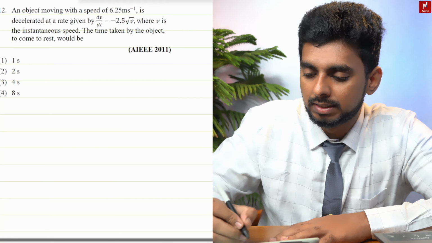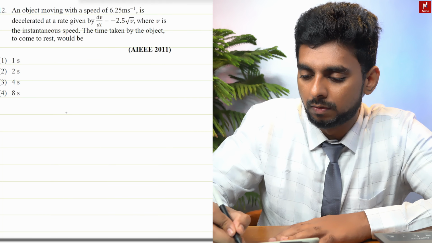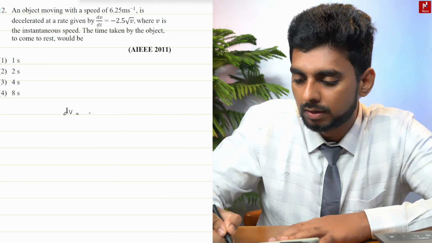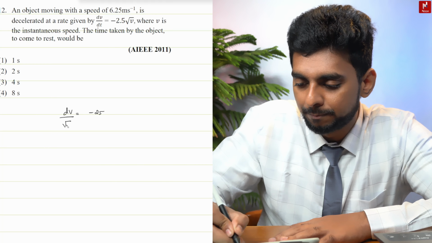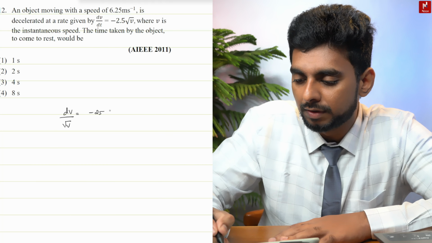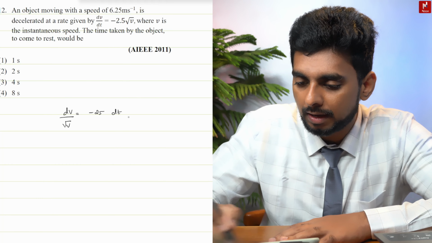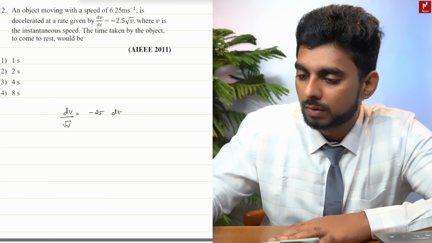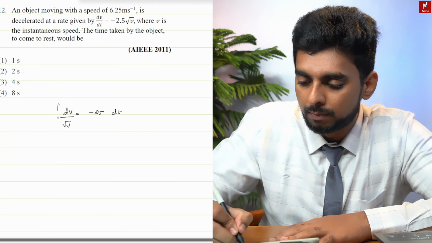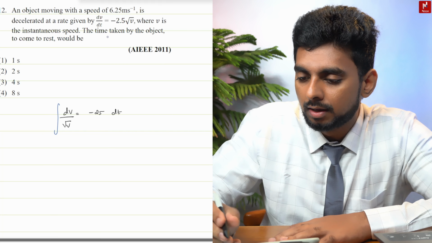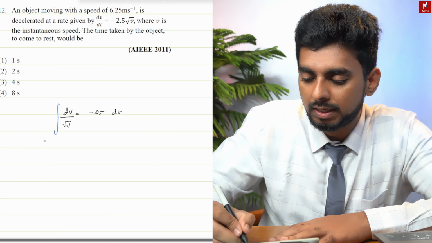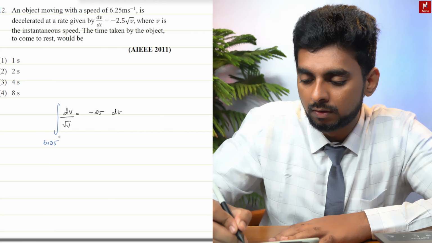Let me write the rearranged differential equation that's needed over here, which is dv/√v, that will be equal to negative 2.5 dt, isn't it? Yeah, this stuff is done. Now I just need to do the integration, applying the limits. How should the limits be there? It should be 6.25, that would be the initial velocity, and then it will go to 0.